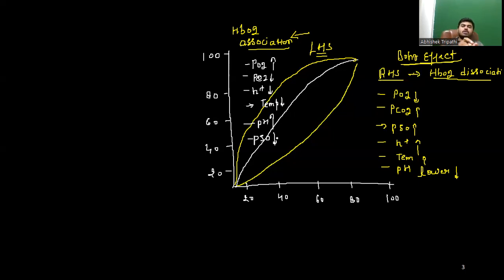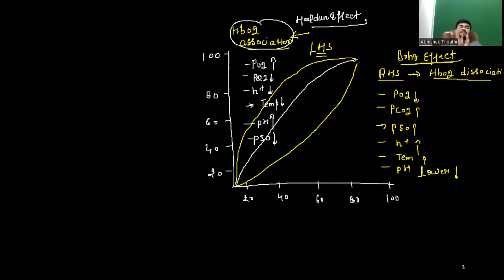So it is just opposite to RHS. This left hand shift curve indicates the oxyhemoglobin association curve, and this type of effect is known as the Haldane effect. This is called the Haldane effect. Is that clear or not?